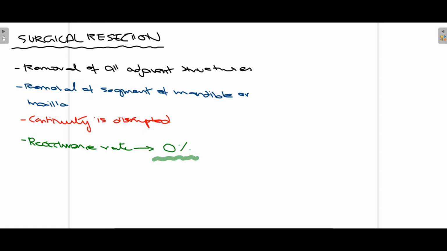The continuity of either maxilla or mandible is lost. But the most important advantage of performing surgical resection is that the recurrence rate is zero. Now this is the most preferred treatment of OKC because the recurrence rate of OKC is very high. And if you do enucleation or marsupialization, there are greater chances of recurrence. So surgical resection is the most important and most beneficial treatment for a patient with OKC.